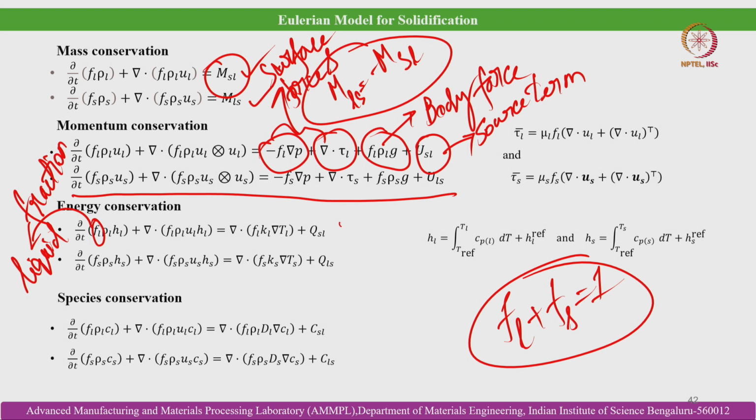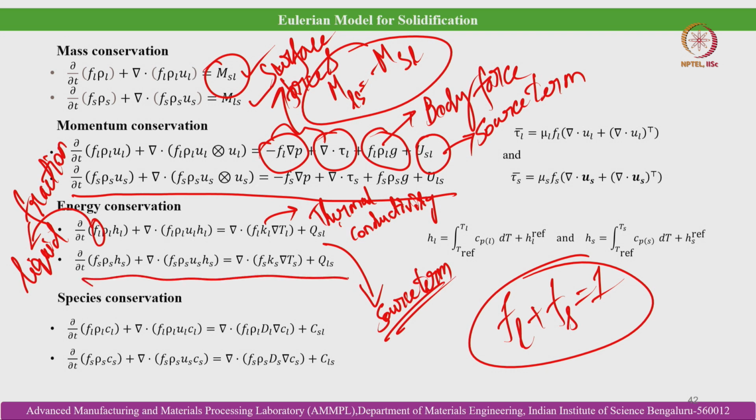Sorry, H L is the enthalpy of the liquid, H L, plus grad F L rho L U L H L. U L is the U velocity, is equal to grad F L K L. This is the thermal conductivity of the liquid, and grad T L. This is the temperature of the liquid, plus Q S L. This is the source term of the energy equation for liquid. And then the second equation is solved for the solid phase.